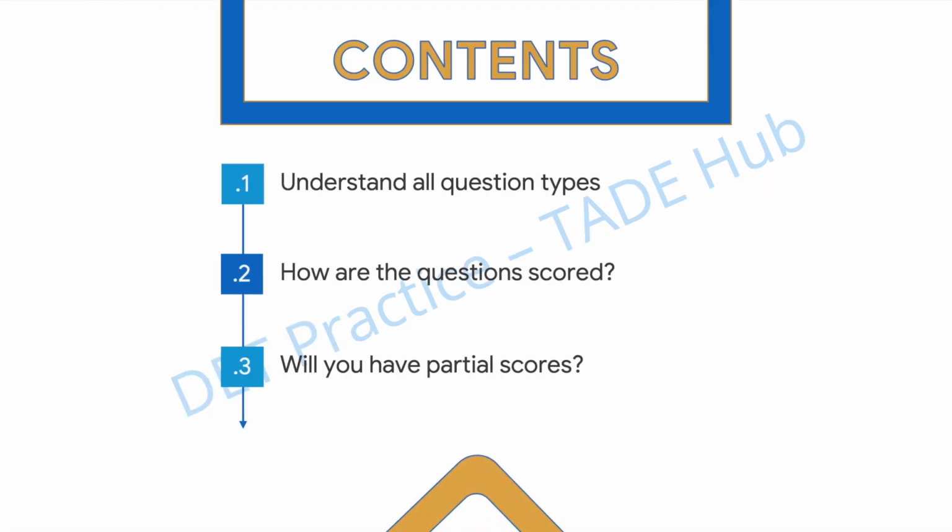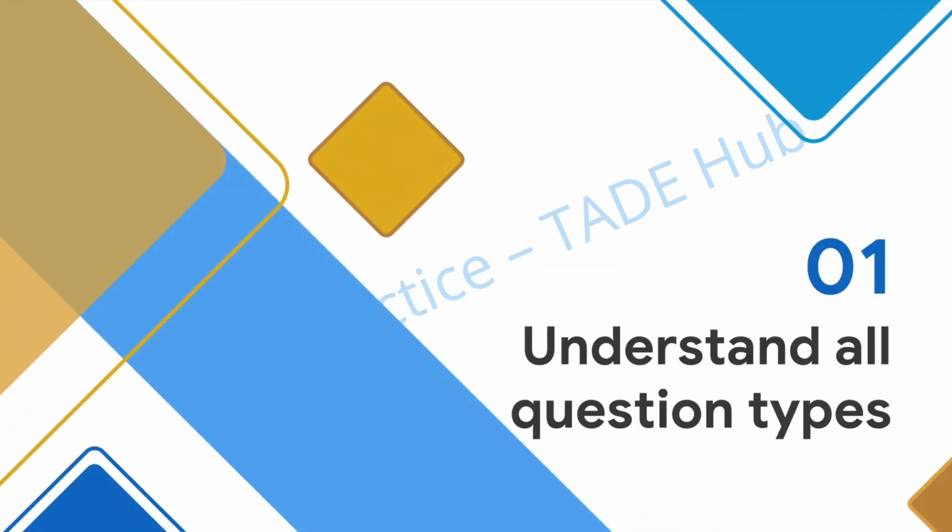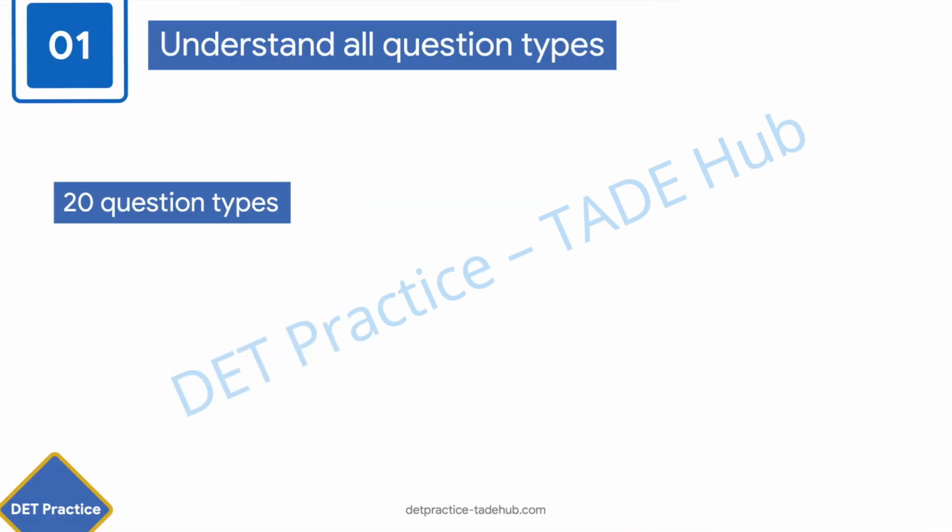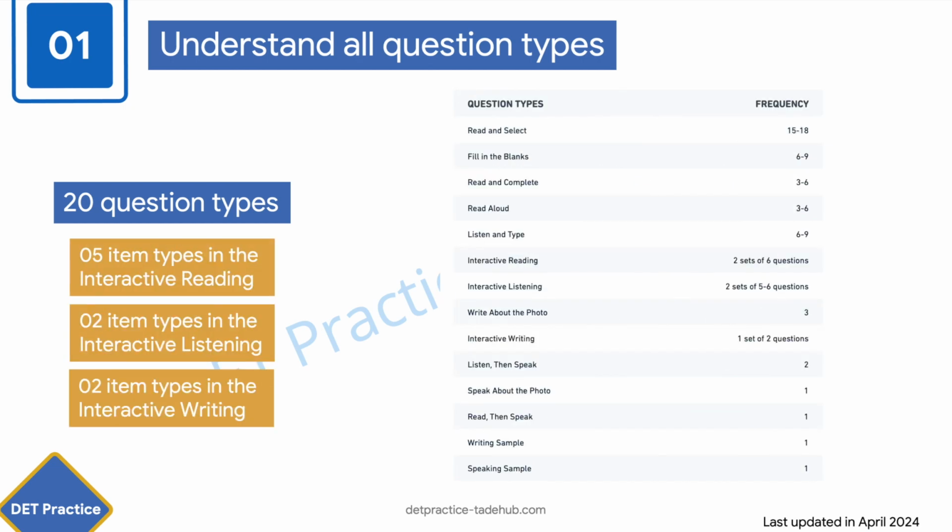In these lessons, we're going to understand all question types, how the questions are scored, and whether you will have partial scores or not. We have a total of 20 different question types, including read and select, fill in the blanks, read and complete, read aloud, listen and type. Interactive reading includes 5 different item types. Interactive listening includes 2 different item types. Write about the photo. Interactive writing also includes 2 different question types. Listen and speak about the photo, read and speak, writing sample, and speaking sample.